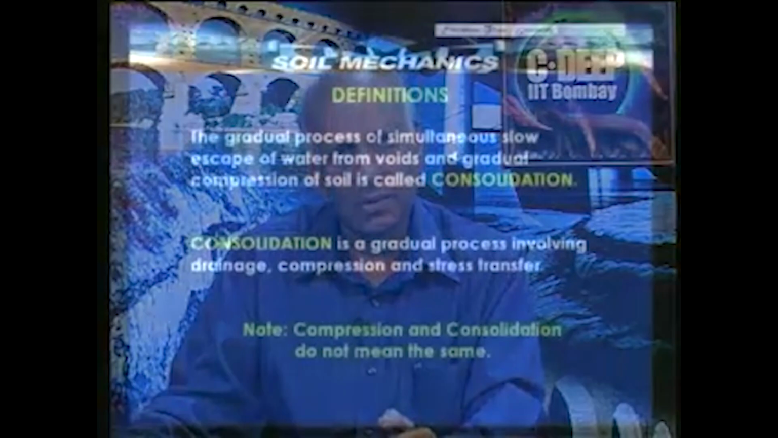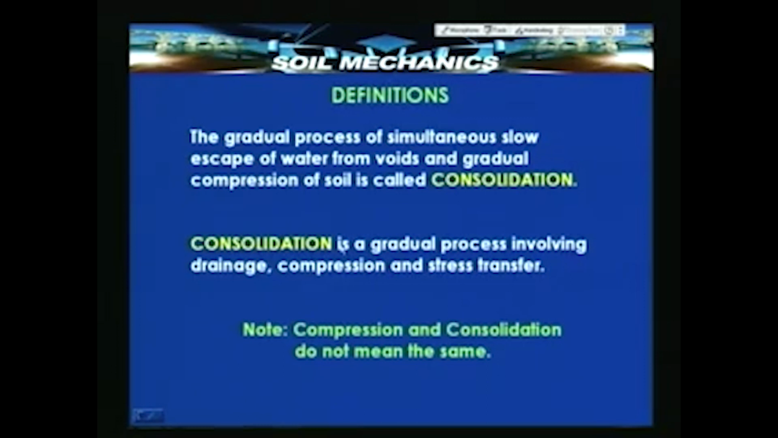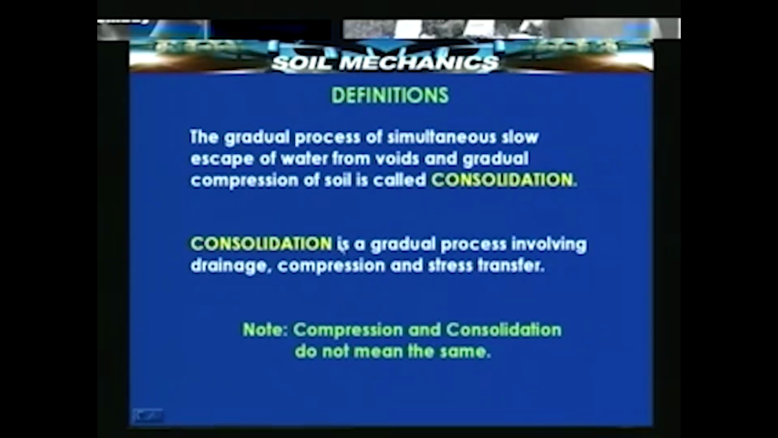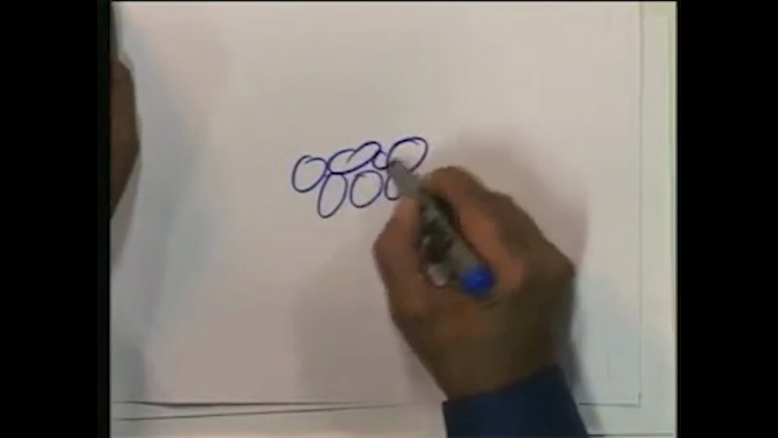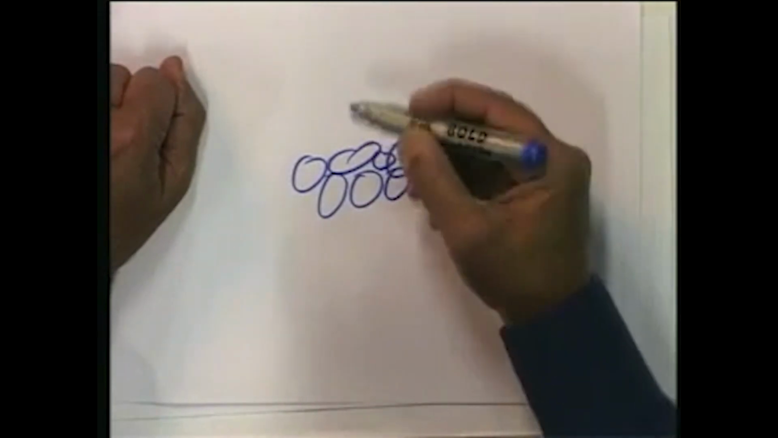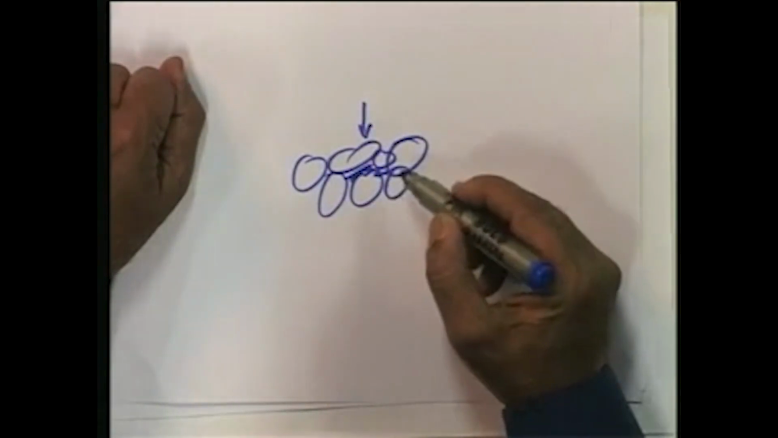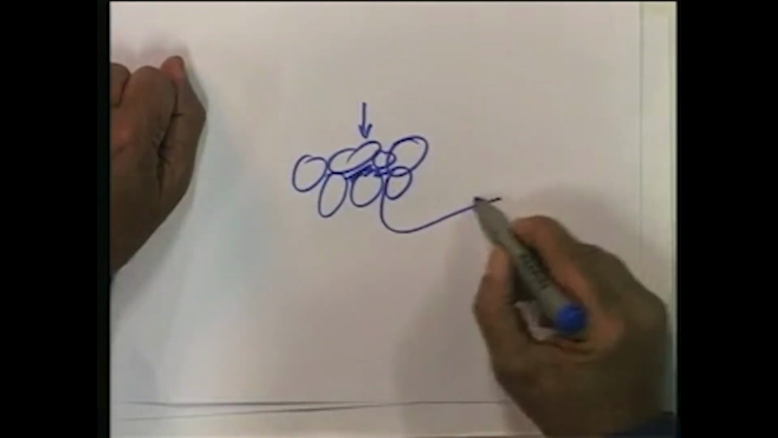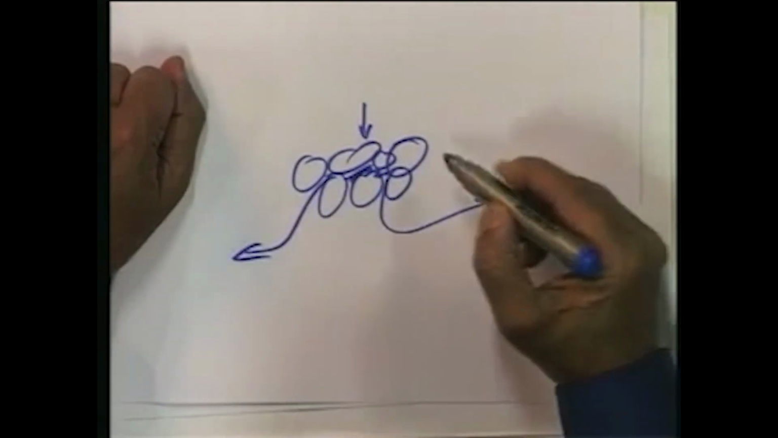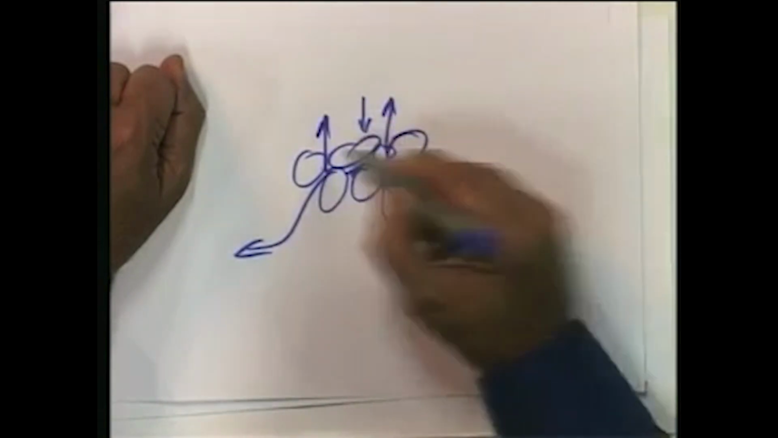Now, another definition for consolidation is it is a gradual process involving drainage, compression and stress transfer. The meaning of the word stress transfer needs a little explanation. Suppose we have all these particles with voids in between them and water occupying these voids. When you apply load, since the water is flowing out, it could even flow outwards like this against the load.